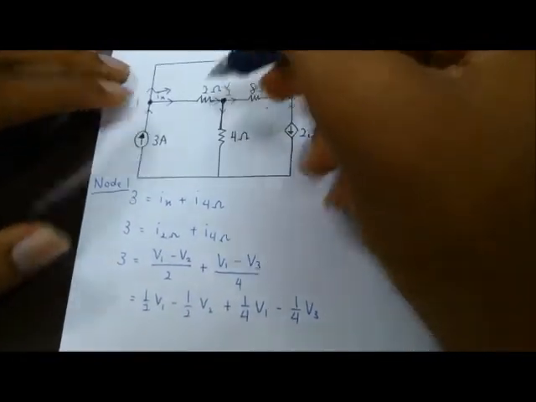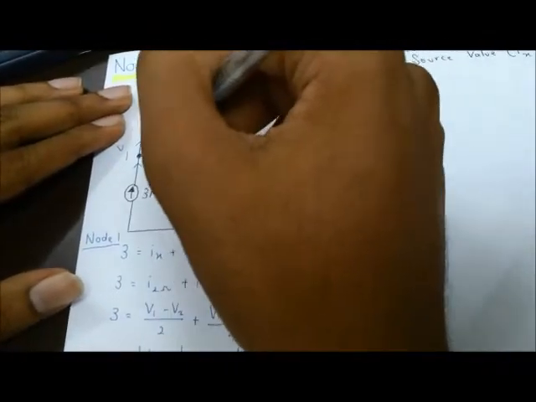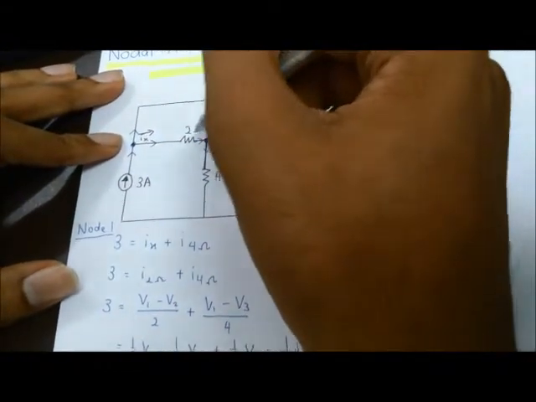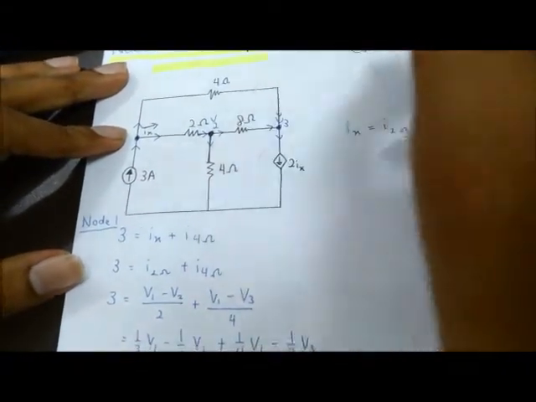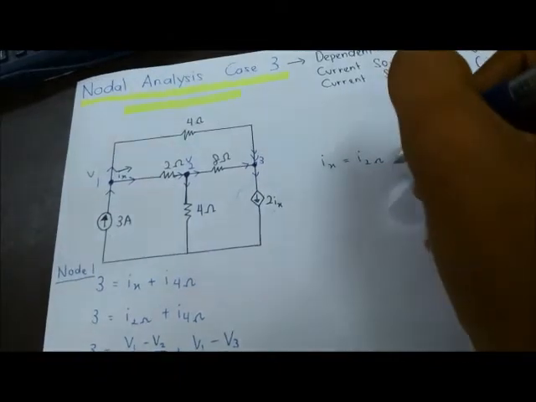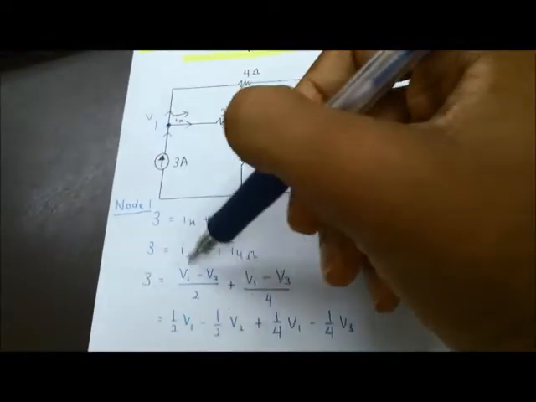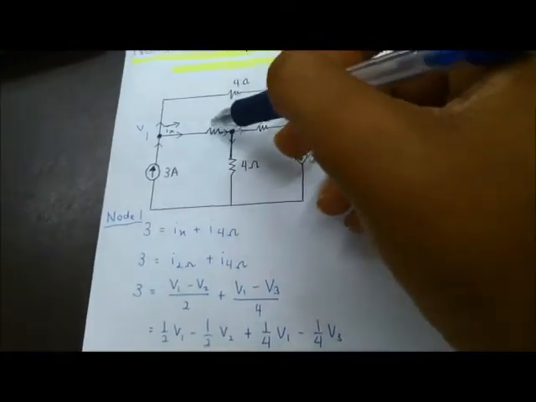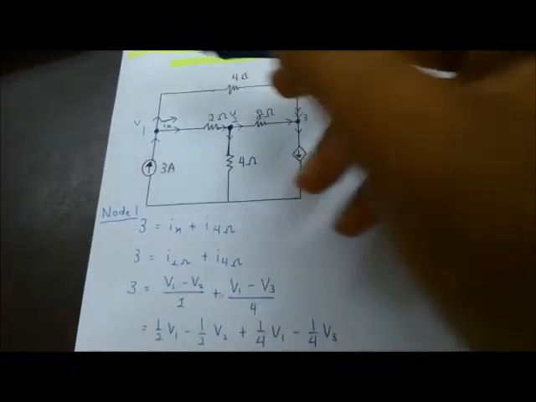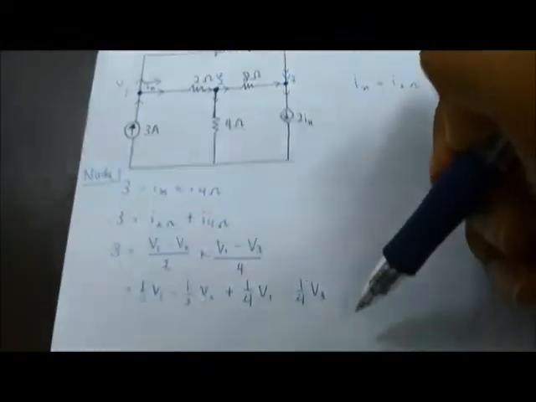Y3, because 3 goes in and the others go out. So Ix and I4 ohm go out. To determine Ix, we know that Ix is the current that passes through the 2 ohm resistor and stops at V2. So Ix is equal to I2 ohm. I2 ohm equals V1 minus V2 over 2, plus V1 minus V3 over 4, which is the I4 ohm equation. So we got this equation.